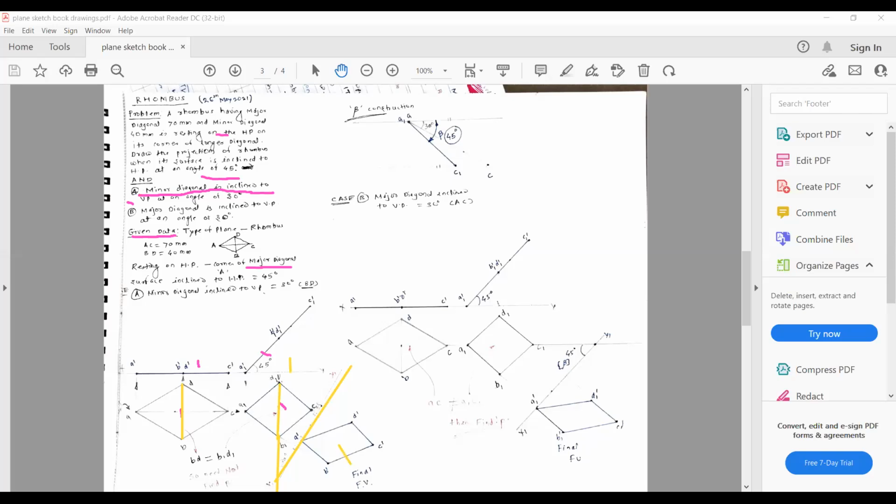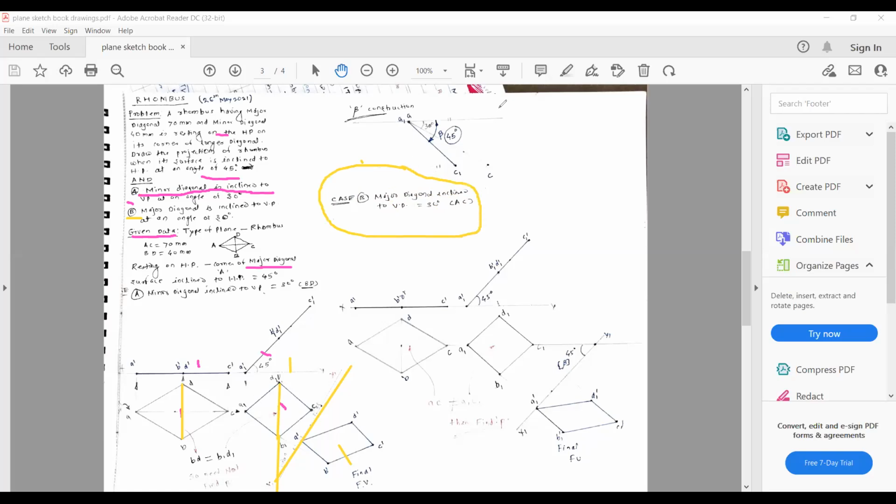Okay. Now on screen, you might be looking at different parameters happening here, different things which you have not learned up till now. Okay. So we'll start talking about the second case, that is, the major diagonal is inclined to VP at an angle of 30 degrees. Okay. So this is the important thing about which you have to think now. So we'll talk in detail about this.